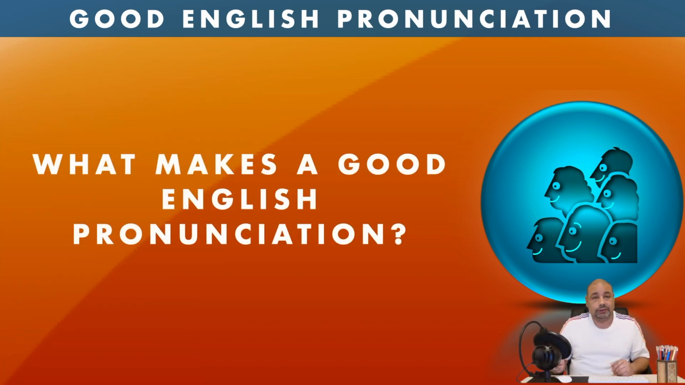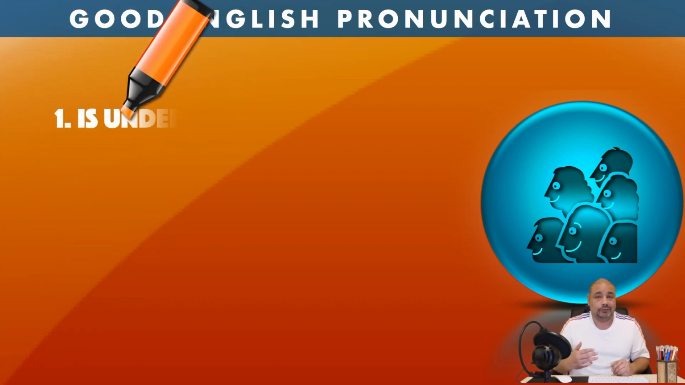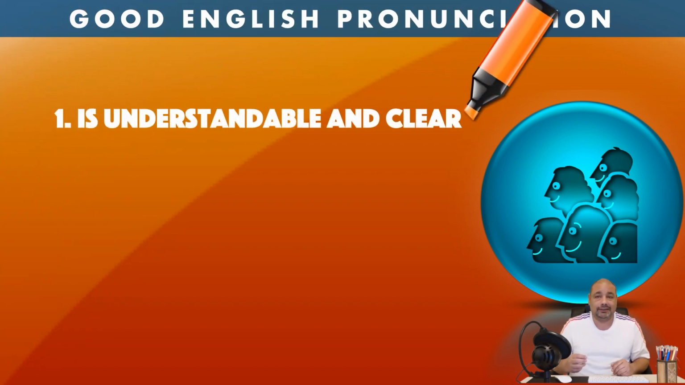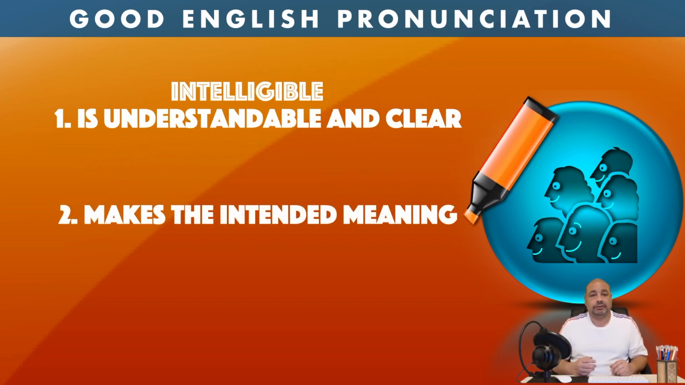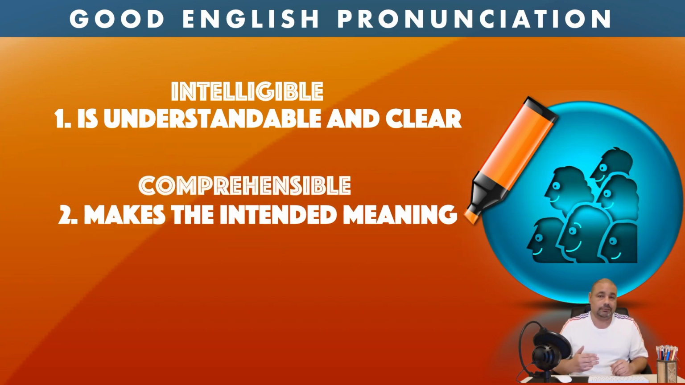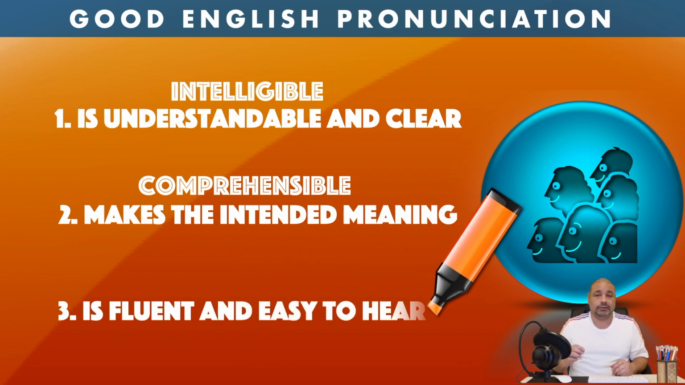Now, the question is, what makes a good English pronunciation? Well, a good English pronunciation has three main features. Number one, a good pronunciation is understandable and clear. This is intelligible. Number two, a good pronunciation makes the intended meaning. It is comprehensible. And number three, a good pronunciation is fluent and easy to hear.